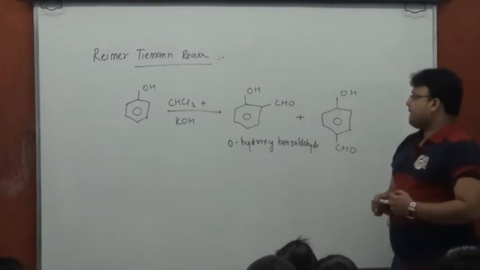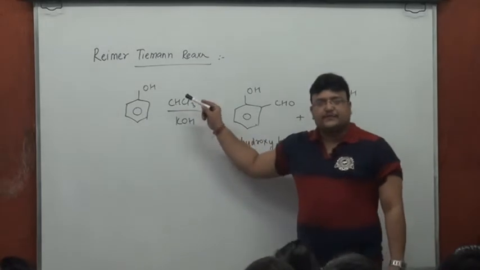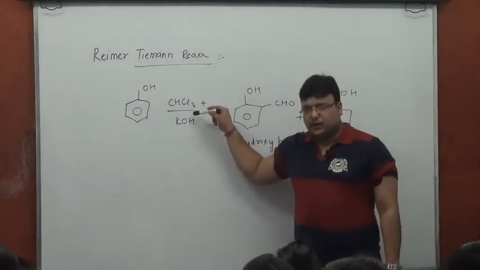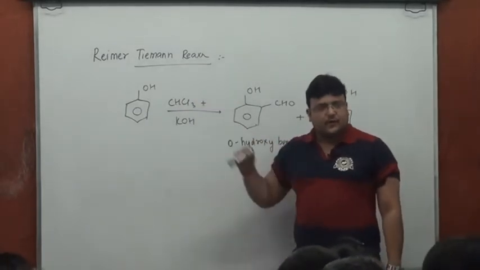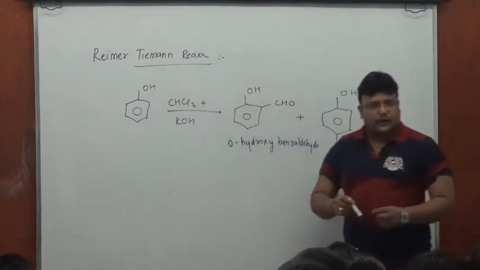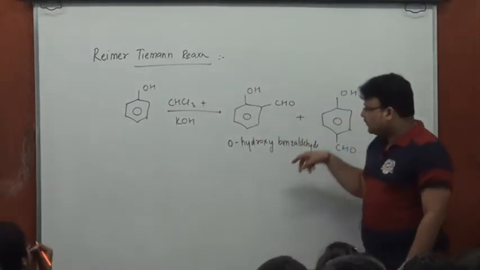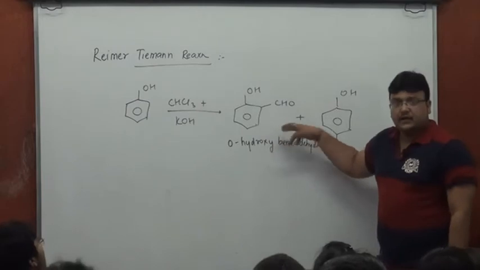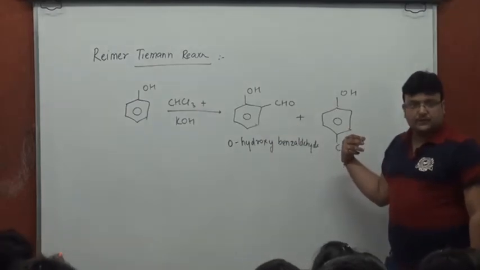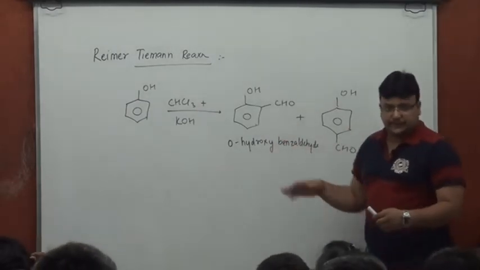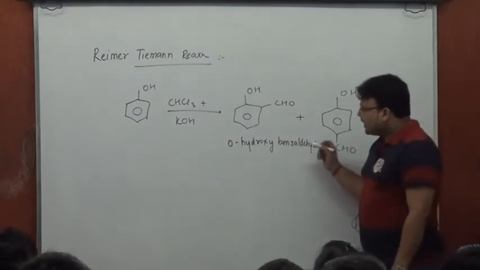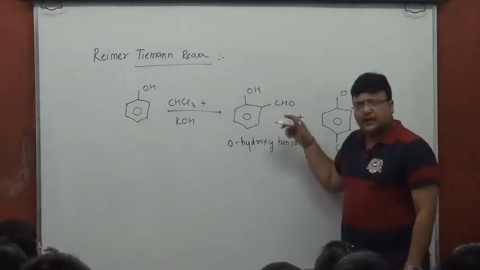So phenol treated with a mixture of chloroform and NaOH or KOH is going to give you a mixture of orthohydroxybenzaldehyde and the para isomer. Fair enough? Now this is called the Reimer-Tiemann reaction. I guess you know this has a very popular name.